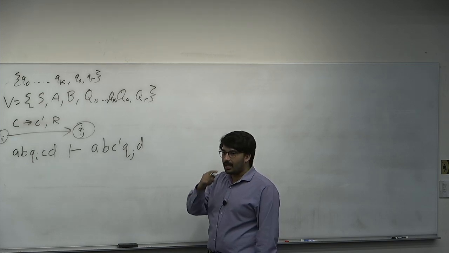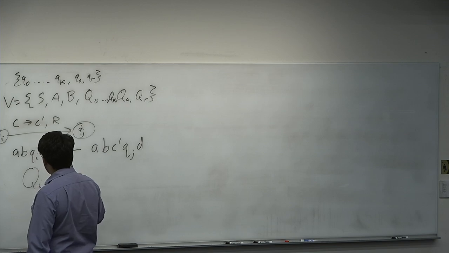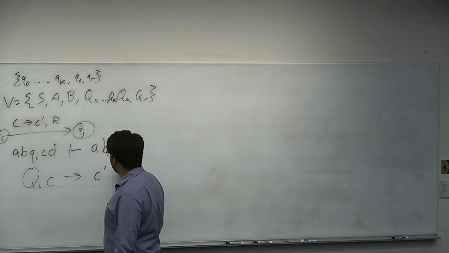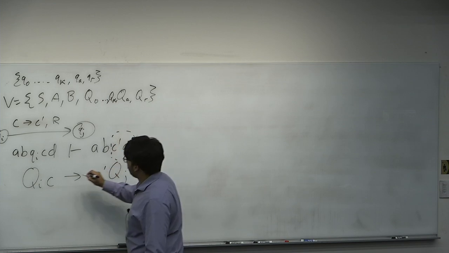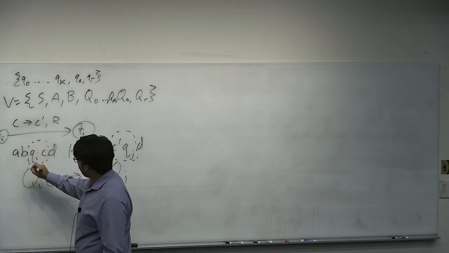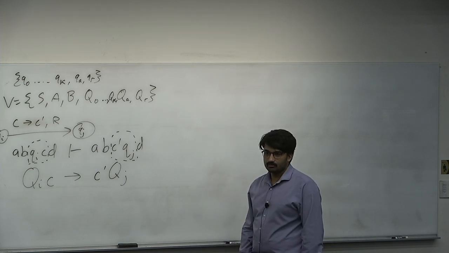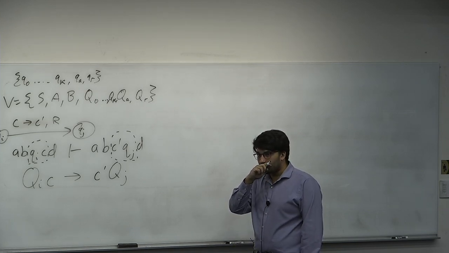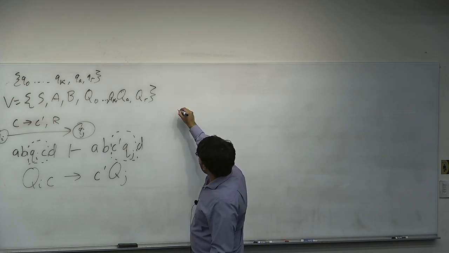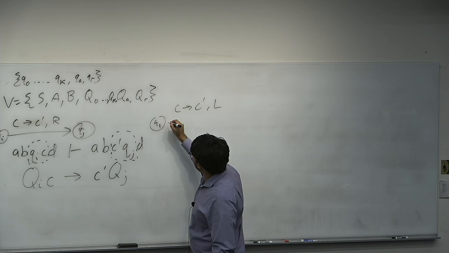What we're going to do is simply add productions that simulate this. QI C is going to go to C prime QJ. Read a C, write a C prime, move right. That works. Do we have any questions on that? Do we see why it works? It simply rewrites a small substring. That's all it is.